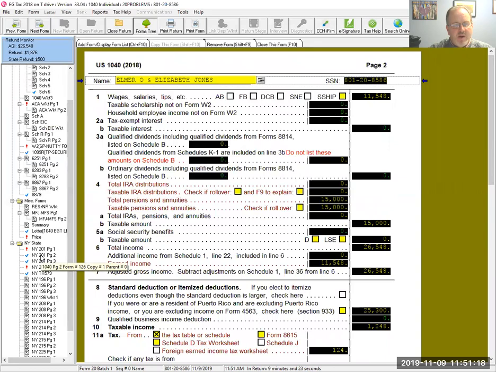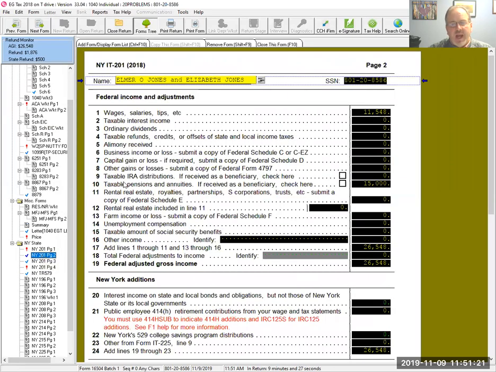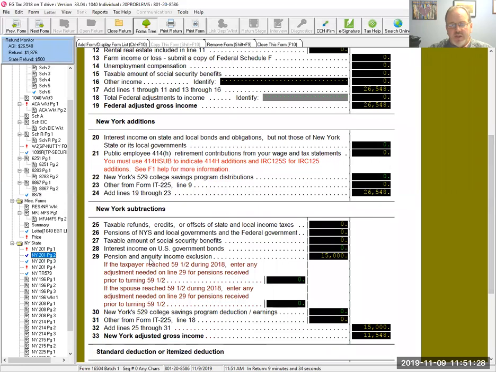The other thing that we had is we did that little box. So we're going to go to our New York IT-201 page 2. Again, $15,000. However, under New York State subtractions, pension and annuity income exclusion. If the taxpayer reached 59 and a half during 2018, enter any adjustment on line 29 for pensions received prior. So basically what happens is in the state of New York, if somebody has pension, IRA, annuity type income, the first $20,000 is tax-free for each the taxpayer and the spouse. In this case, we have a $15,000 pension for Elmer, and that $15,000 is tax-free in the state of New York.